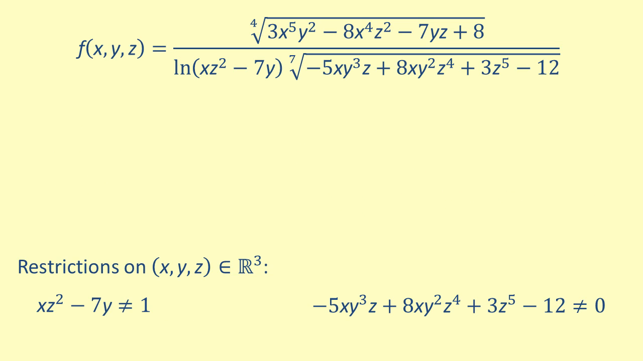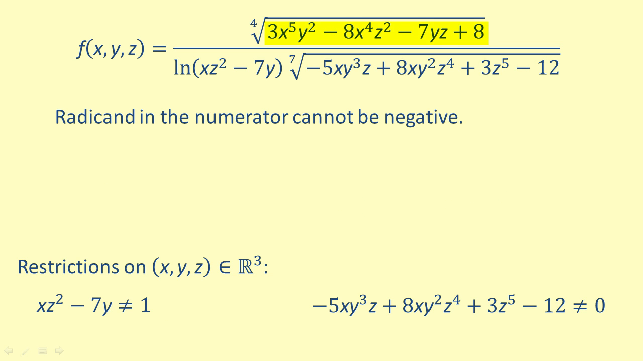The second condition is that this polynomial cannot be negative. This gives our third restriction on x, y, and z. 3x to the fifth y squared minus 8x to the fourth z squared minus 7yz plus 8 must be greater than or equal to 0.